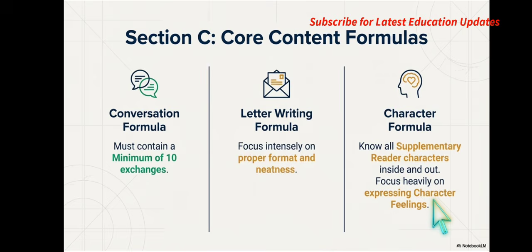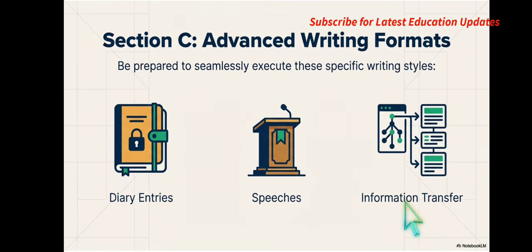So dear students, in the form of a conversation, we have to have a minimum of 10 exchanges between the characters. Then focus on the proper format of personal, official and informal letters, and ensure neatness. Then know all your supplementary reader characters inside and out. Focus heavily on expressing character feelings, right? So these are the other formats.